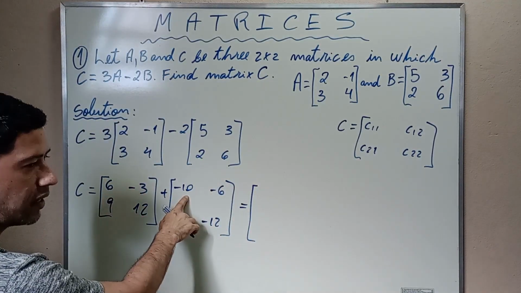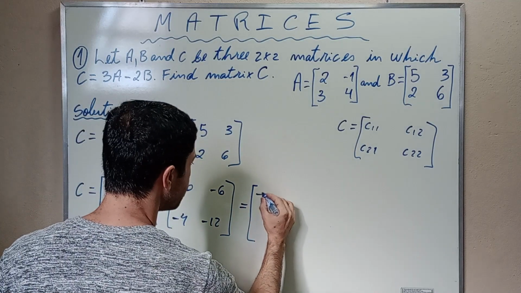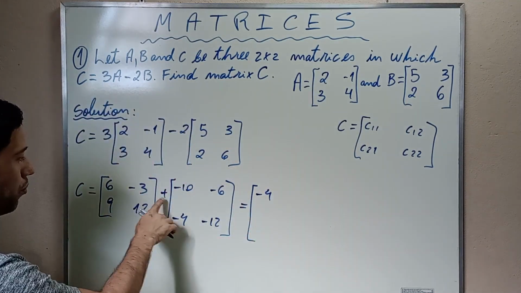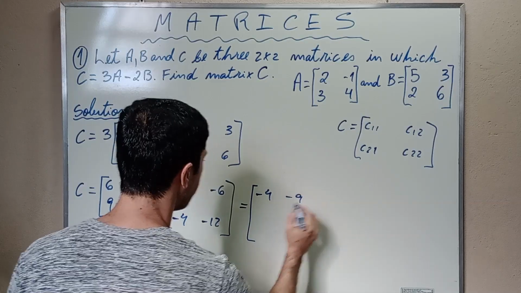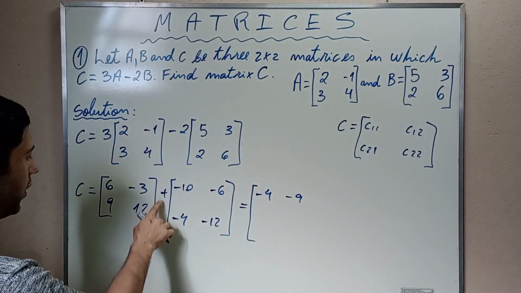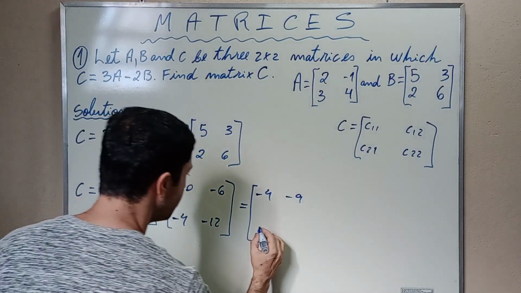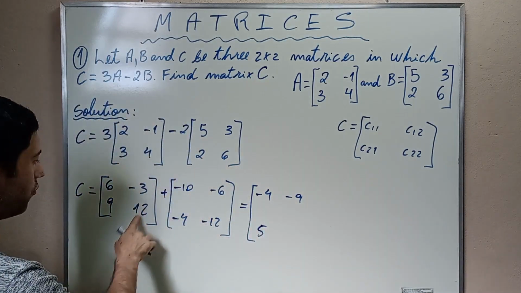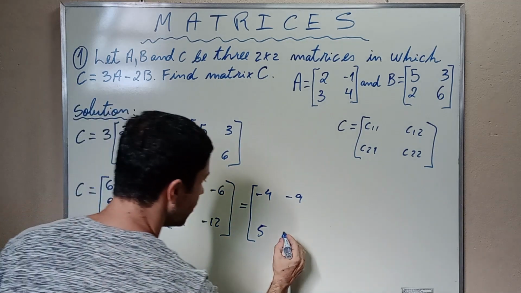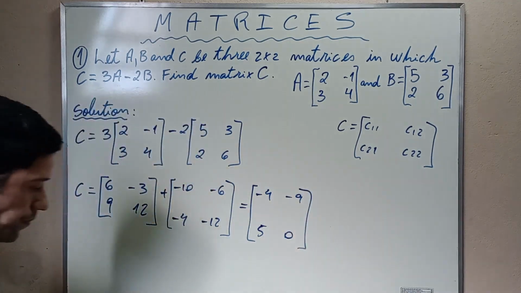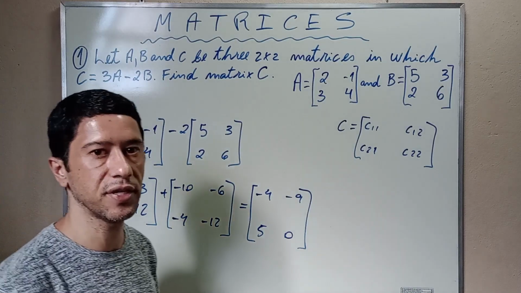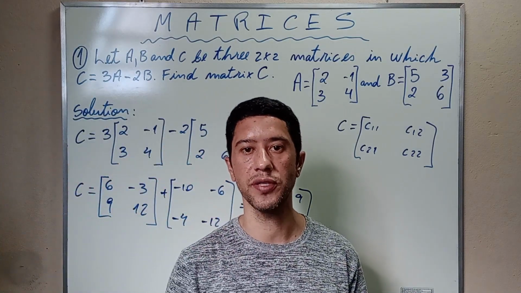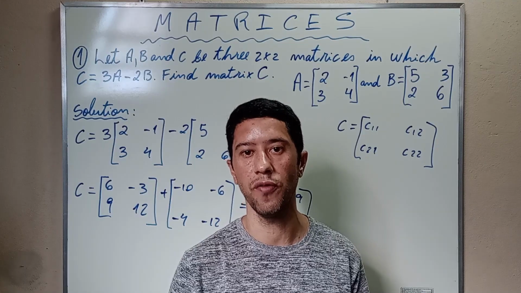Six plus negative 10 is negative 4. Negative 3 plus negative 6 is negative 9. 9 plus negative 4 is 5. 12 plus negative 12 is 0. Okay, my friends? And this is all for exercise number 1. A very simple exercise just to introduce us to the topic of matrices.